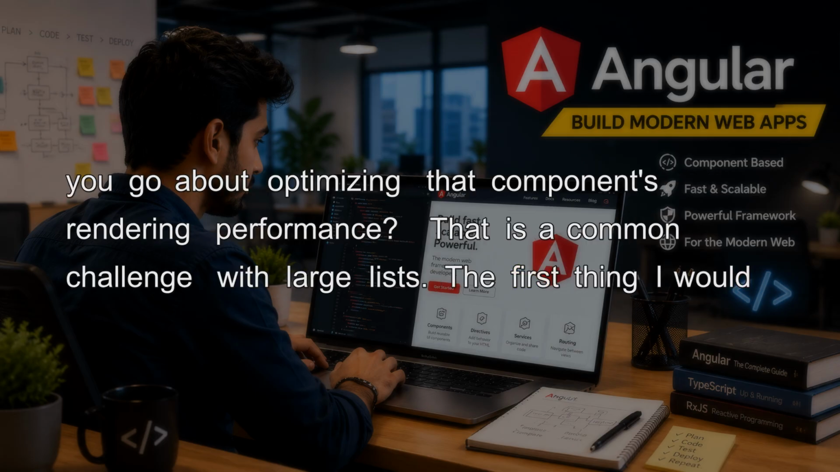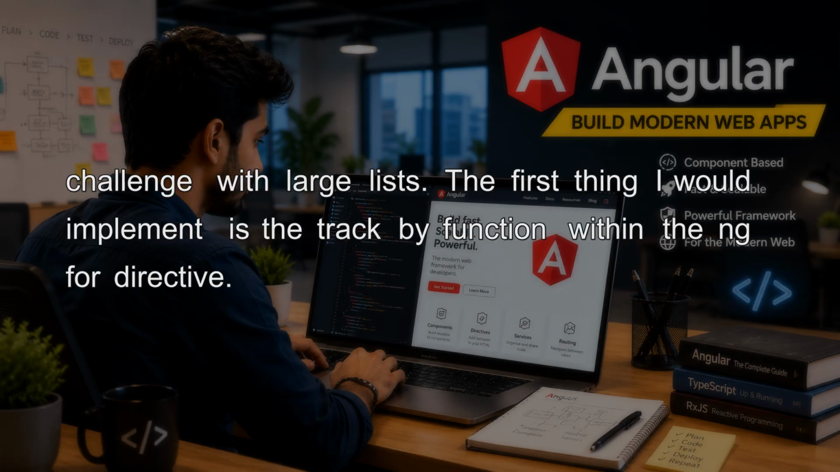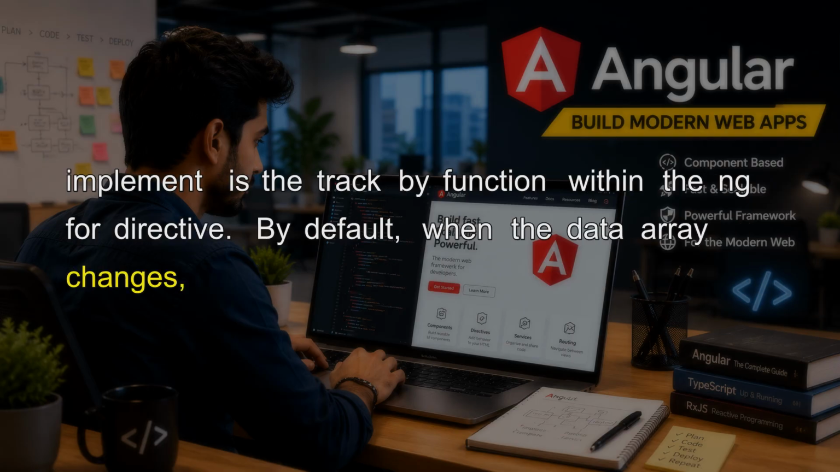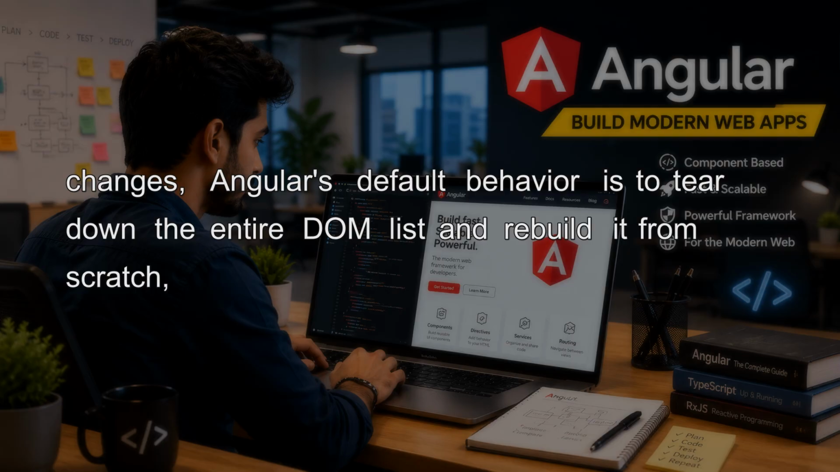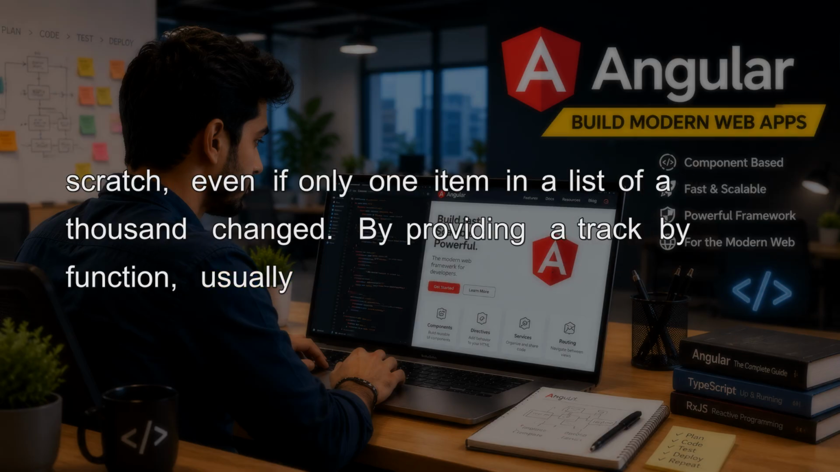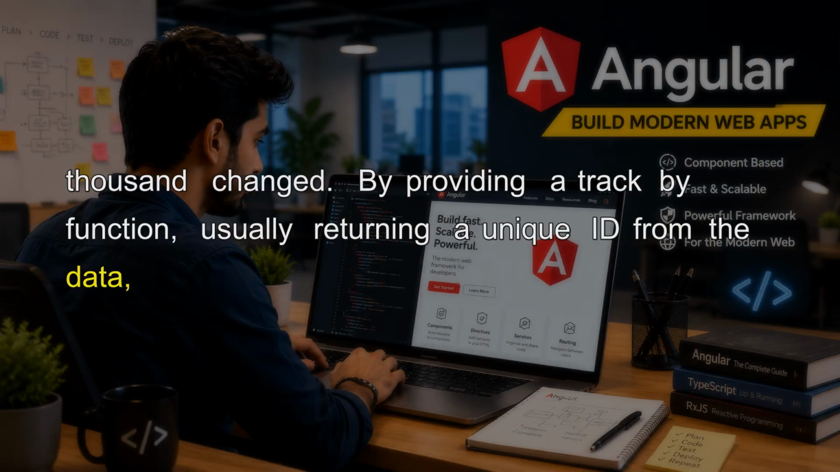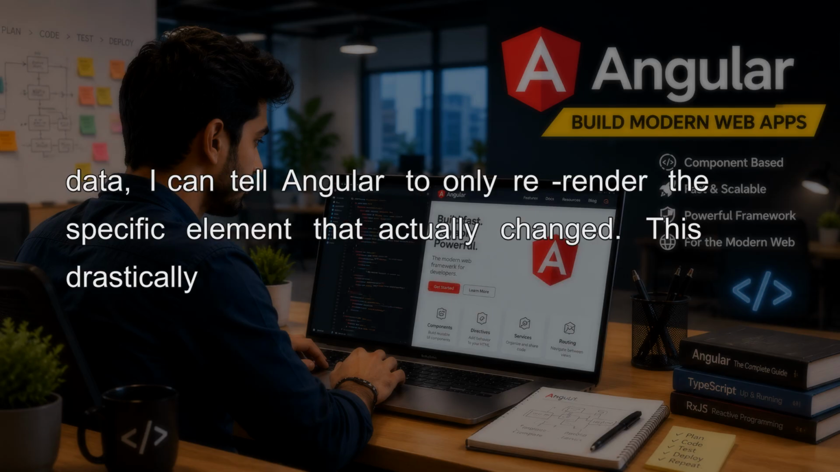The first thing I would implement is the trackBy function within the ngFor directive. By default, when the data array changes, Angular's default behavior is to tear down the entire DOM list and rebuild it from scratch, even if only one item in a list of 1,000 changed. By providing a trackBy function, usually returning a unique ID from the data, I can tell Angular to only re-render the specific element that actually changed. This drastically reduces DOM manipulations.